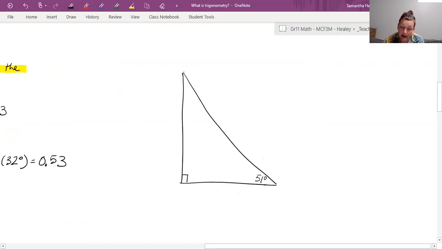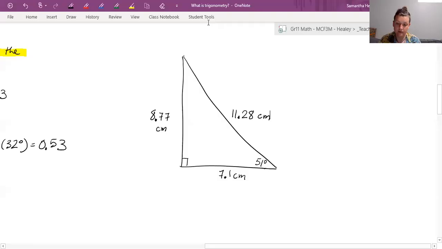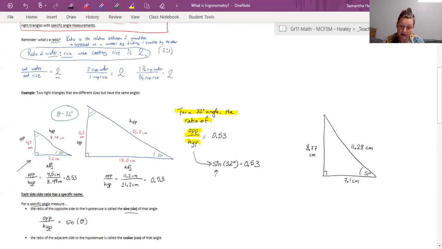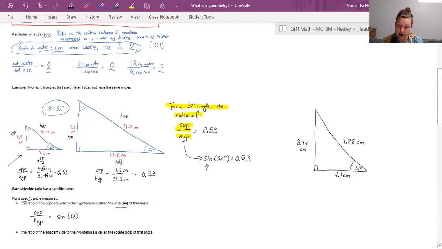And I'm going to write up the measures of the sides really quickly. Okay, so for this triangle, we have the bottom side is 7.1 centimeters, the up and down side is 8.77 centimeters, and the hypotenuse is 11.28 centimeters. And we're just going to check, okay, so for this triangle, which is a different shape, right? So if we compare, these are completely different shaped triangles.